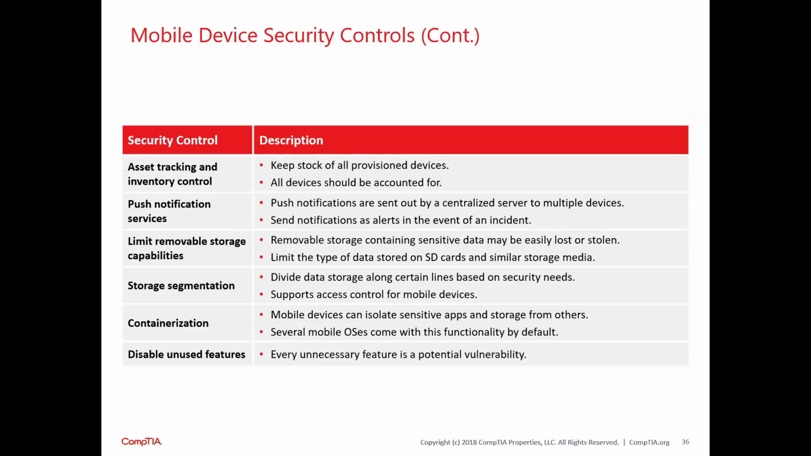Other than that, we have security control, asset tracking, and inventory control, push notification, which allows you to centralize sending notifications, limit removable storage capabilities, storage segmentation, which allows you to divide data storage. Then we have containerization, which allows you to isolate sensitive applications and storage from others. Several mobile operating systems come with this functionality by default, as well as disabling unused features. So these are part of the mobile device security controls.